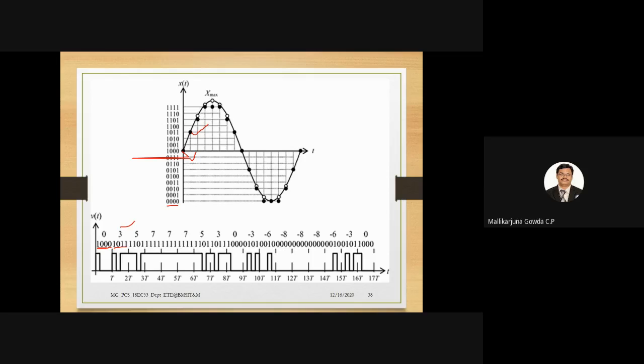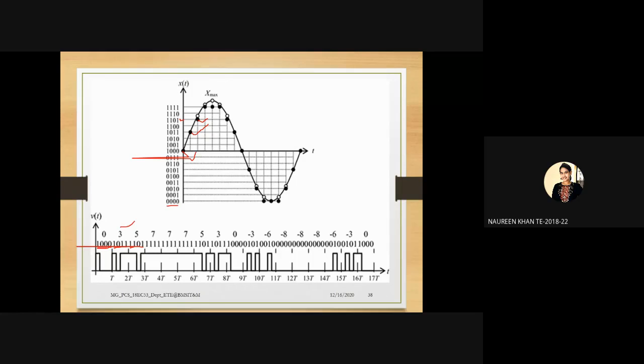The next sample is this one. That is what? 0, 1, 2, 3, 4, 5, right? And its binary equivalent is 1101. So this number. So 1 1 0 1 here. Okay. So for that, 2 pulses, then 0, 1.